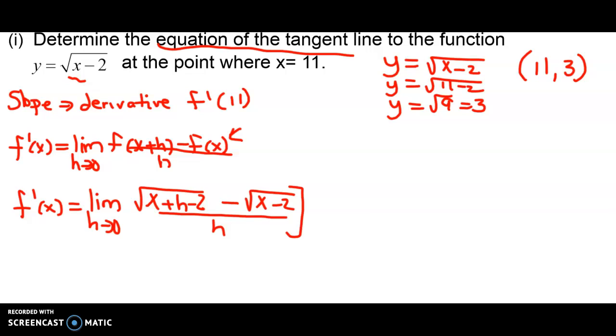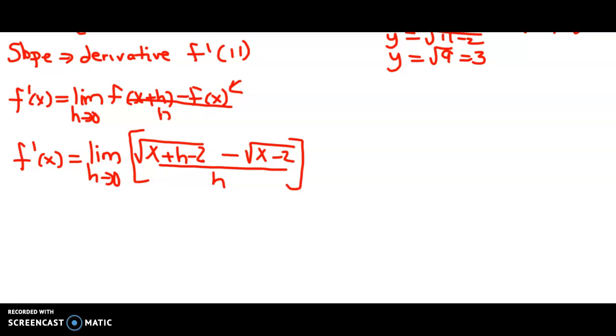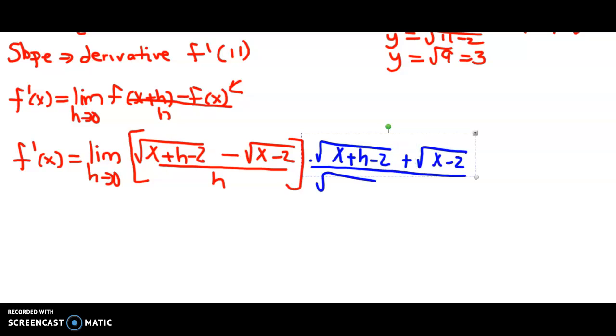Now, if we try to calculate the limit right now by plugging in h to be 0, we'll get 0 over 0. So we know we have to do something to this limit to make it work. And we're going to use conjugates since we're dealing with radicals. So we're going to multiply it by the square root of x plus h minus 2 plus the other radical, the square root of x minus 2, to the numerator and the denominator. It's the same thing as if you're multiplying by 1.